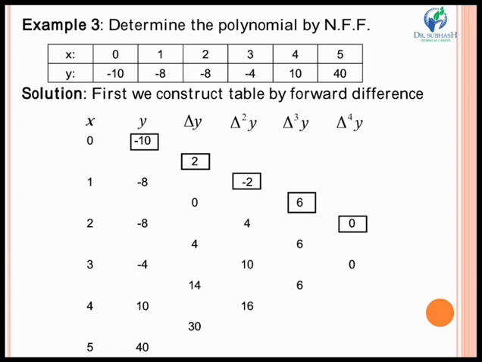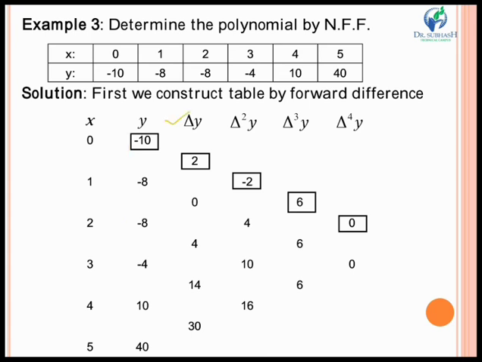Now let us check one more example, a bit different from the previous two. Here you have to determine the polynomial by Newton's forward formula. You have to find the polynomial over here. Okay, so we are given the values of x and y. First we will construct the table. We will write all the values of x, and we will write all the values of y.